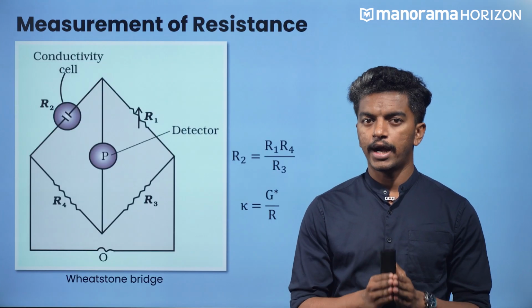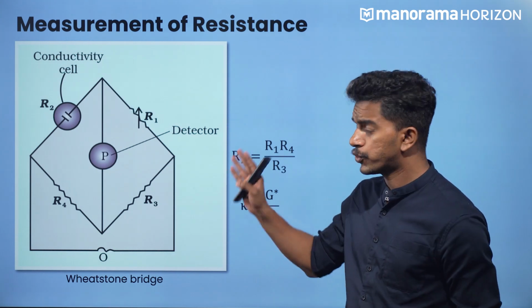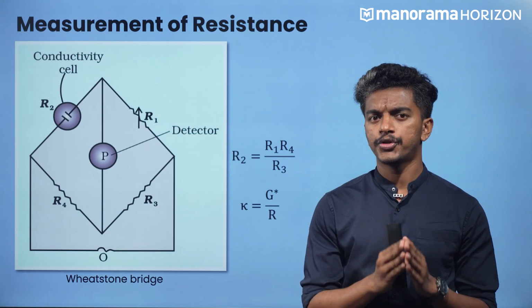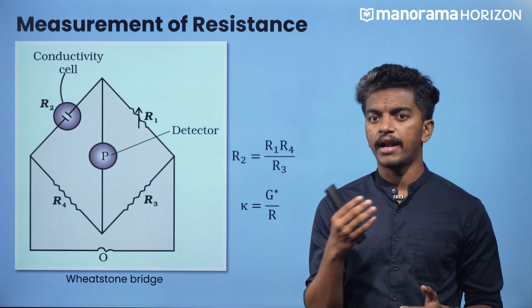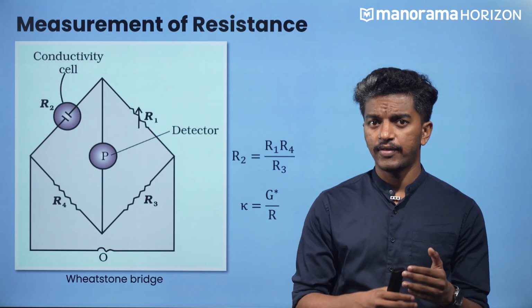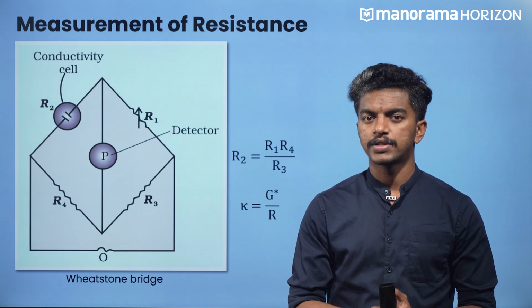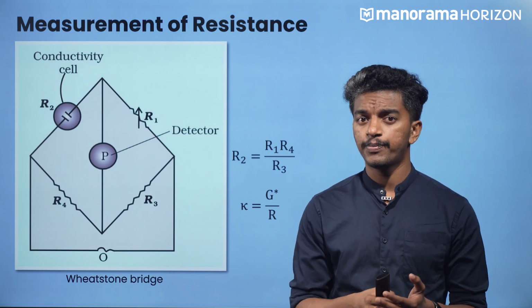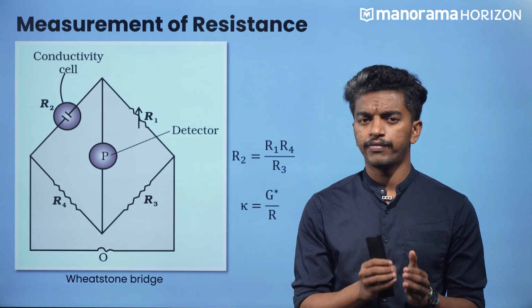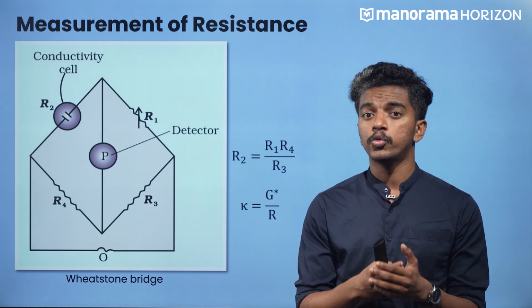The resistance of the ionic solution is calculated by connecting it to a Wheatstone bridge as shown here. It consists of two resistances R3 and R4, a variable resistance R1, and the conductivity cell having the unknown resistance R2. The Wheatstone bridge is fed by an oscillator O, which is a source of AC power in the audio frequency range 550 to 5000 cycles per second. P is a suitable detector.